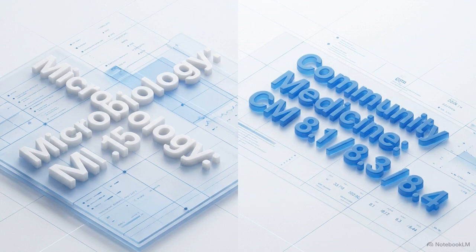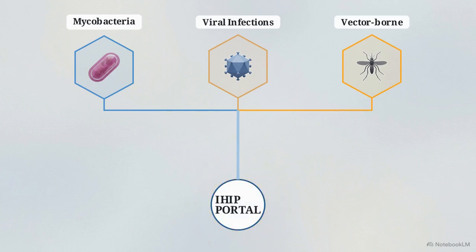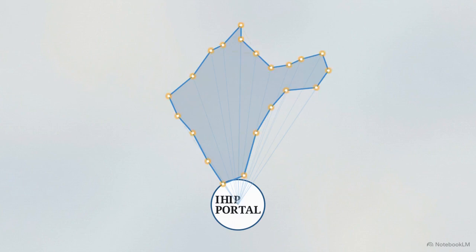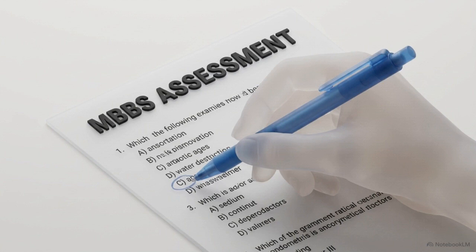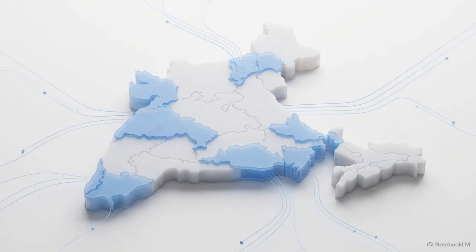We are bridging your microbiology diagnostic competencies with community medicine public health strategies. To understand this architecture, we will trace the data flow for 3 major pathogen groups: mycobacteria, viral infections, and vector-borne or zoonotic diseases. Every positive test from these categories flows upward into the central iHIP portal, establishing a real-time digital surveillance grid for the entire country. Mastering this connection is necessary for your Phase 2 exams, but more importantly, it is the underlying logic of modern clinical practice in India. Let's start with tuberculosis.